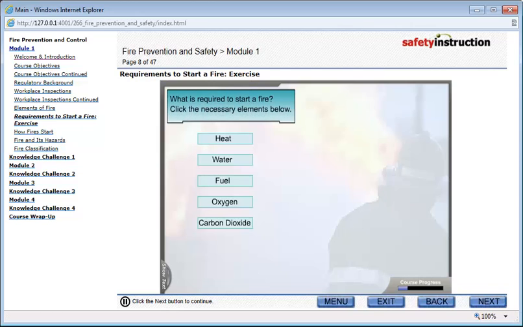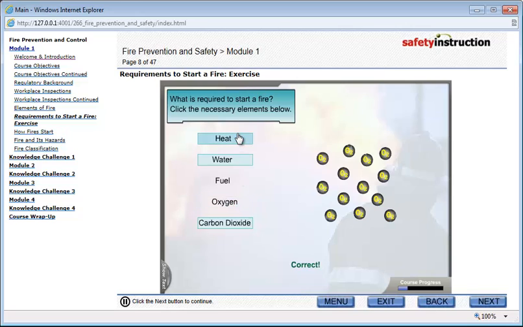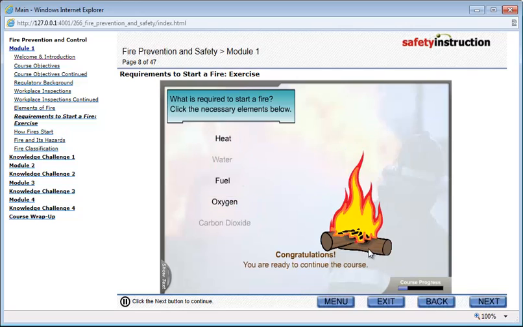What is required to start a fire? Click the necessary elements below. Correct. Correct. Correct. Congratulations! You are now ready to continue with the course.